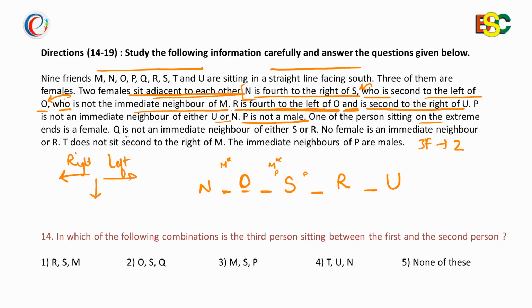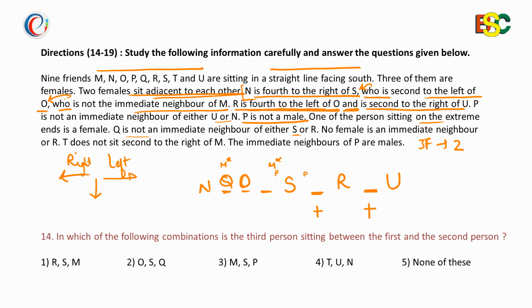Q is not an immediate neighbor of either S or R. So Q will not sit here, here, here. Q has to sit here only. Now no female is an immediate neighbor of R. So since no immediate neighbor of R is a female, I am using a plus sign under these two vacant places, because a male has to sit there and we are using the plus sign for the male.